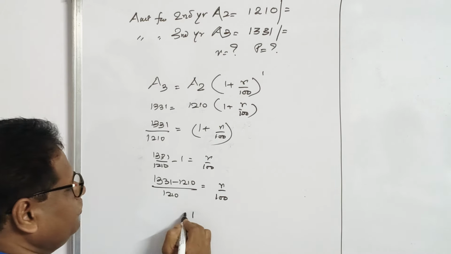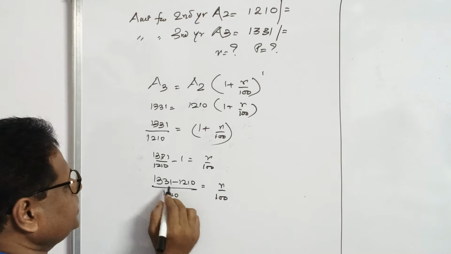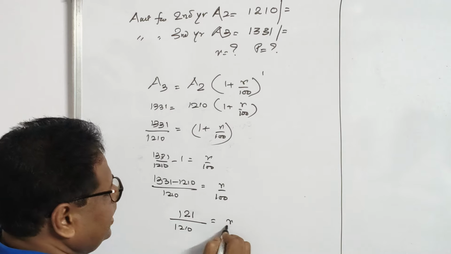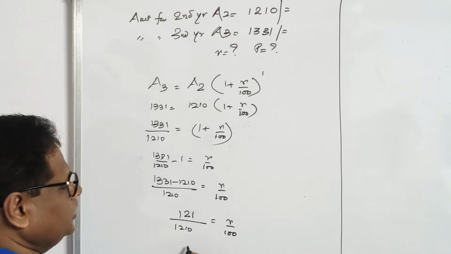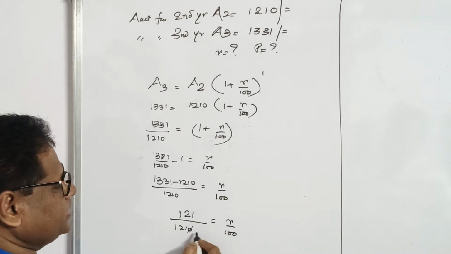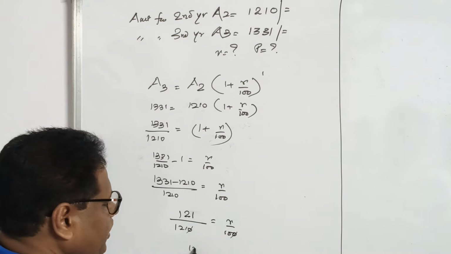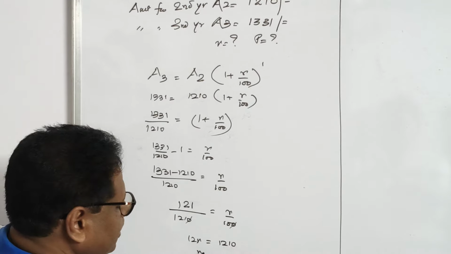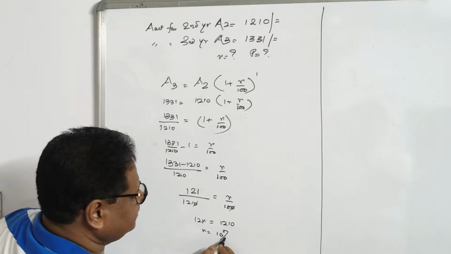Here we have 2, and this is 1. So it is 1 to 1 by 1210, that is R by 100. Okay. Now we can cancel this 0. So 121 R equals 1210. So R comes to 10%, right?